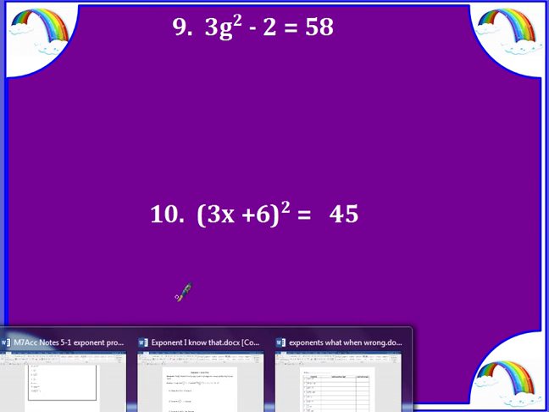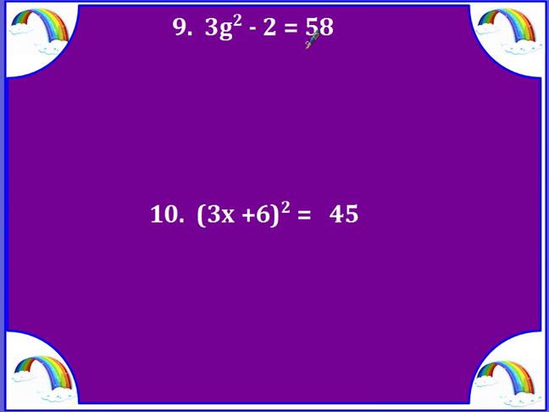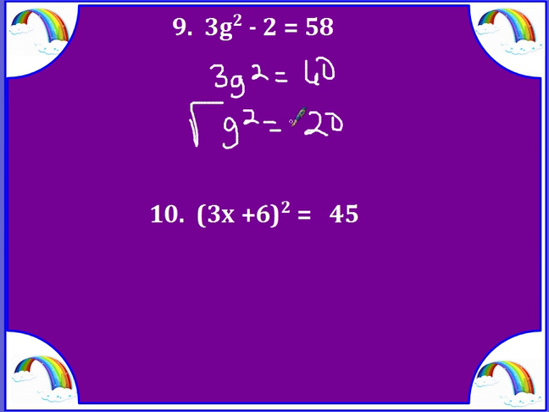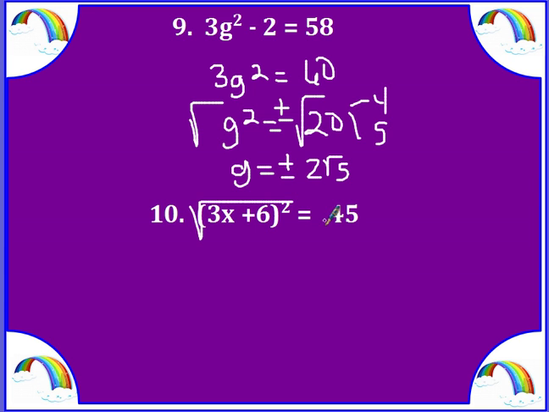Let's do 2 more and we will be finished. Add 2 to both sides. Whoops, sorry about that. That gives me 60. I'm going to divide by 3. That gives me 20. We're going to take the square root. Again, 4 and 5. So our roots are going to be positive and negative 2 root 5.